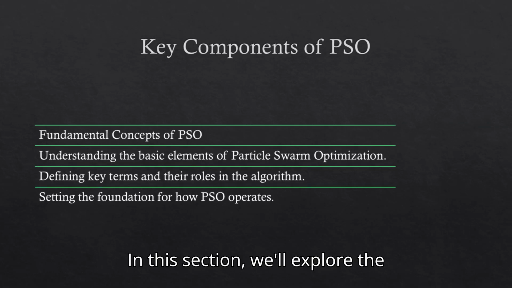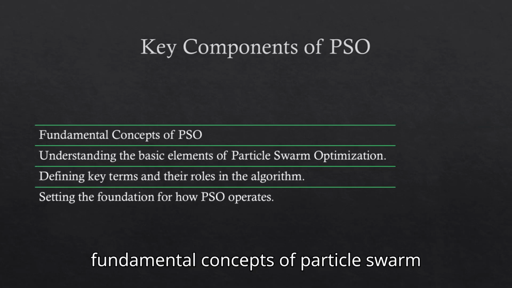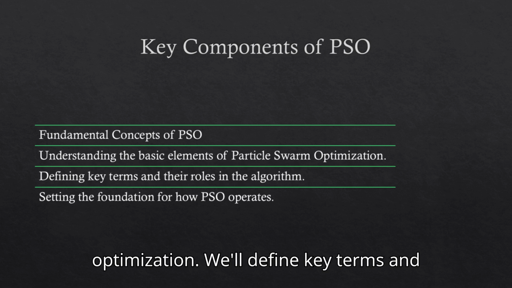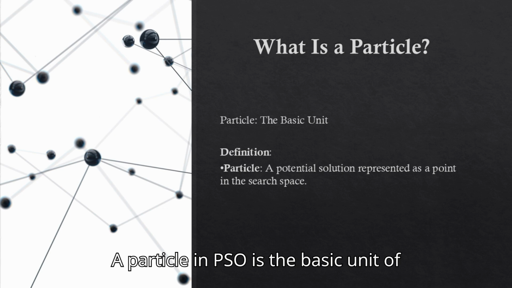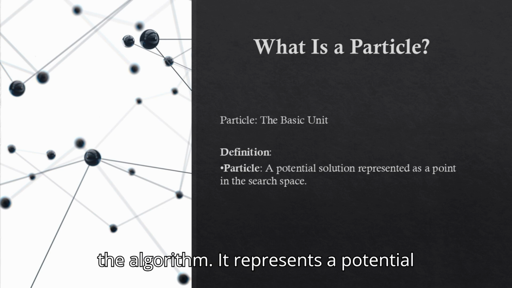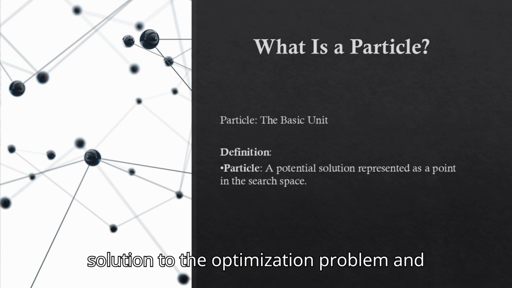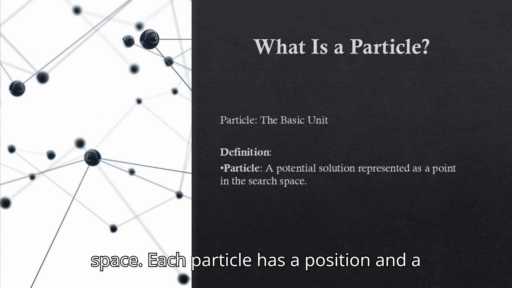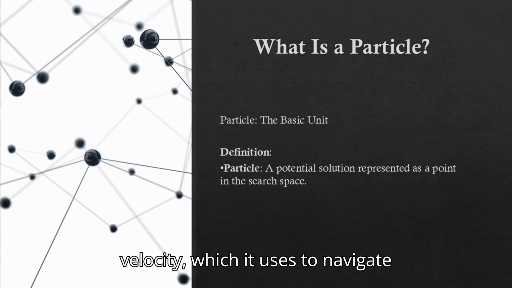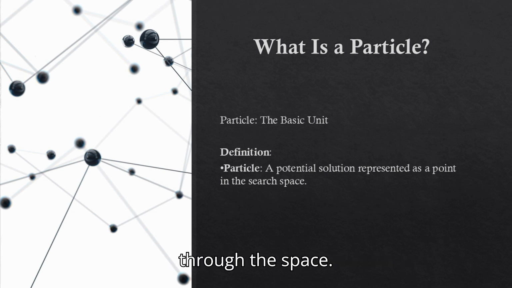In this section, we'll explore the fundamental concepts of particle swarm optimization. We'll define key terms and understand their roles within the algorithm, setting a solid foundation for how PSO operates. A particle in PSO is the basic unit of the algorithm. It represents a potential solution to the optimization problem and is depicted as a point within the search space. Each particle has a position and a velocity, which it uses to navigate through the space.